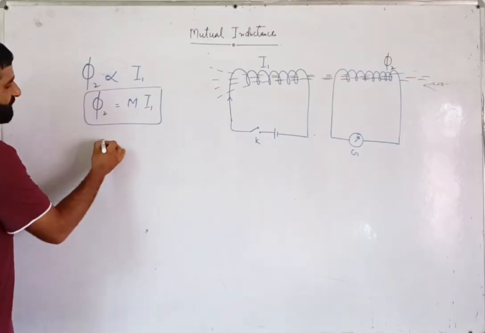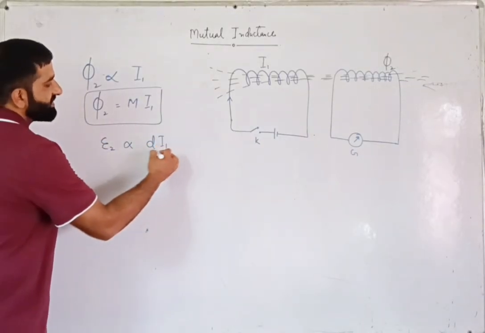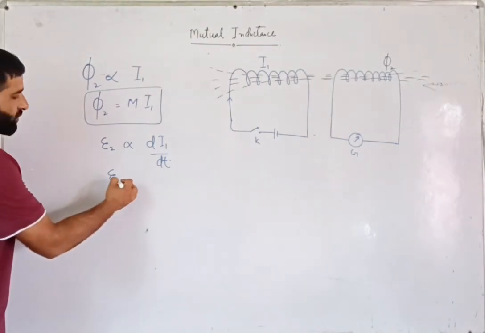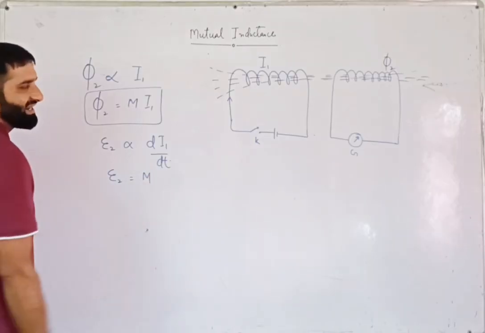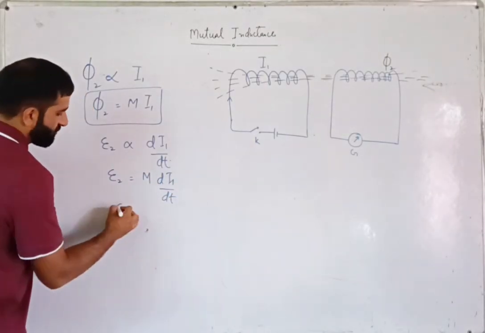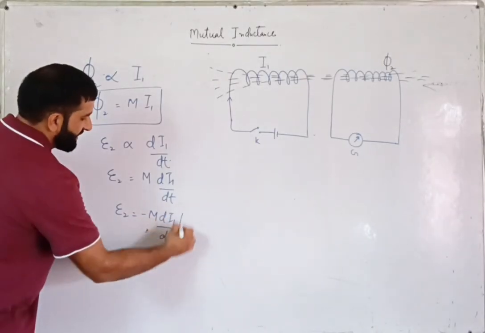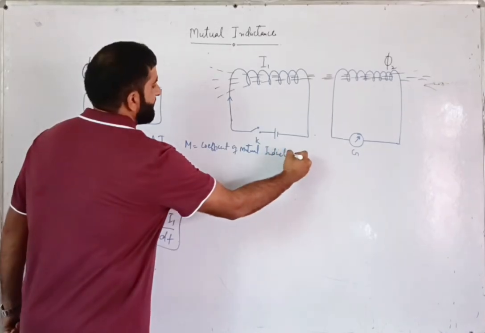Now, if E2 is the EMF produced in the second coil, it is directly proportional to the rate of change of current in the first coil, di1 by dt. Introducing the constant of proportionality, the coefficient of mutual inductance, and as it opposes, a negative sign, E2 is equal to minus M di1 by dt, where M is the coefficient of mutual inductance.